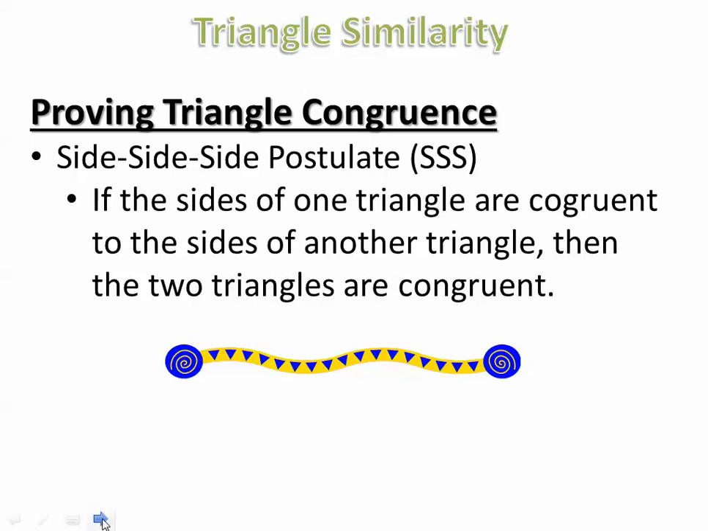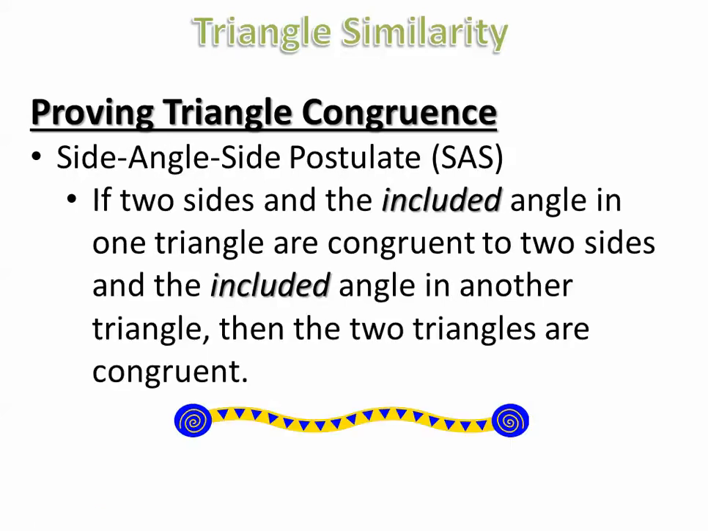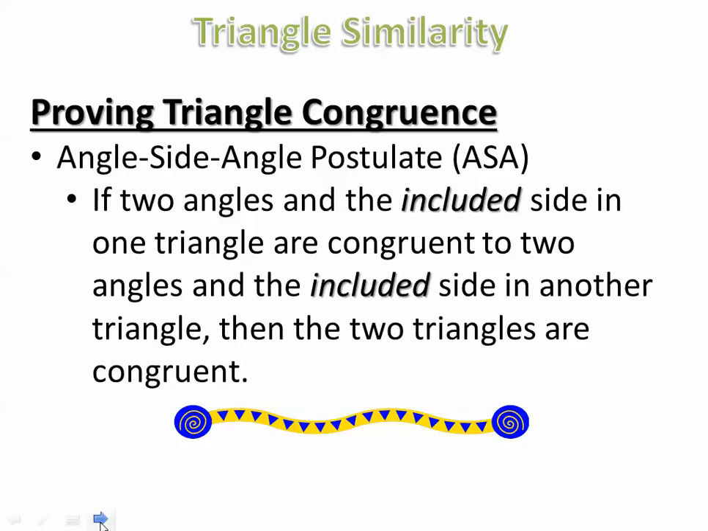With the side-side-side postulate, if the sides of one triangle are congruent to the sides of another triangle, then the two triangles are congruent. With your side-angle-side postulate, you're saying if two sides and the included angle in one triangle are congruent to two sides and the included angle of another triangle, then the two triangles are congruent. And with your angle-side-angle postulate, it says if two angles and the included side in one triangle are congruent to two angles and the included side of another triangle, then the two triangles are congruent.